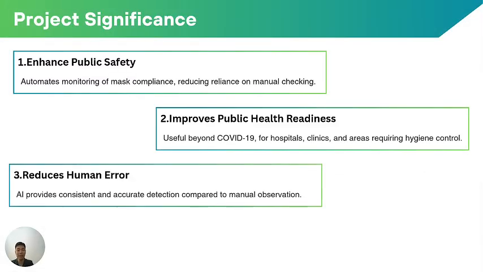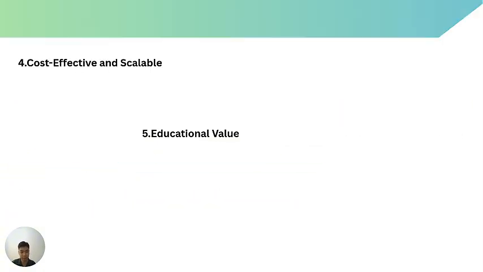Hi everyone, my name is Yasin. So I'm going to present the project significance. The first one is to enhance the public safety, automate monitoring of mask compliance, reducing reliance on manual checking. The second one is to improve the public health readiness, useful beyond COVID-19 for hospitals, clinics, and areas requiring hygiene control. The third one is to reduce human error. AI provides us consistent and accurate detection compared to manual observation.